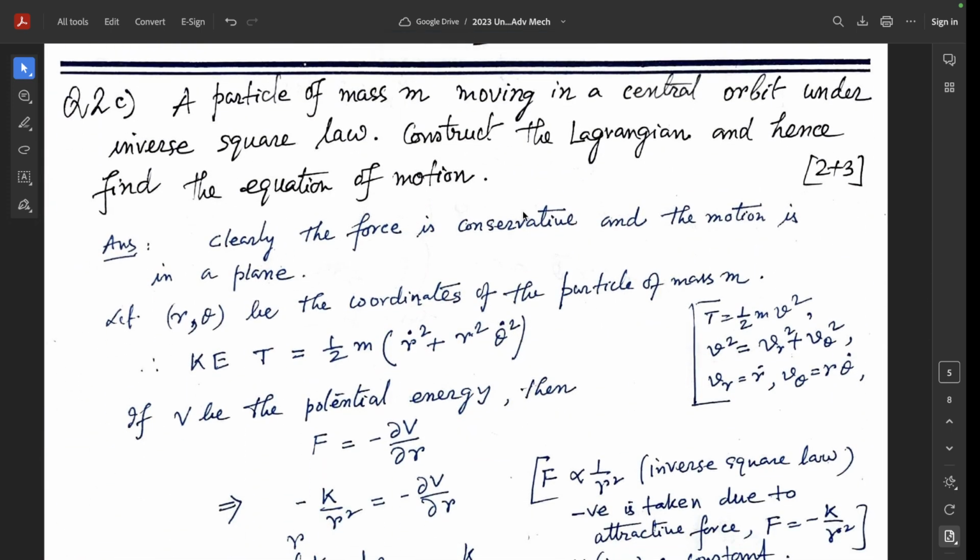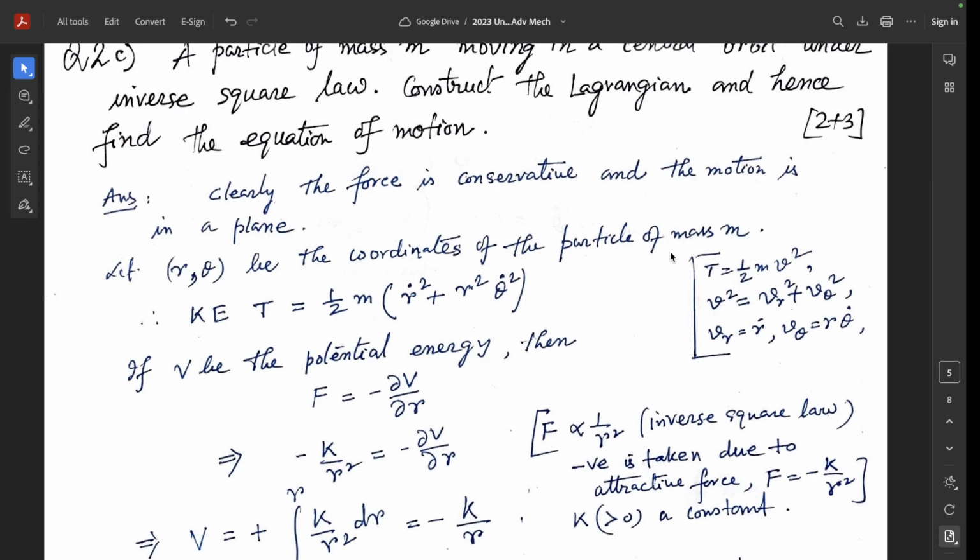Clearly, the force is conservative because this is a central force with an inverse square law, and this motion is in a plane, a central orbit. Let r, theta be the coordinates of the particle of mass m, and the kinetic energy T equals half m (r dot square plus r square theta dot square). That is, T equals half m (v_r square plus v_theta square), where v_r is r dot and v_theta is r theta dot.